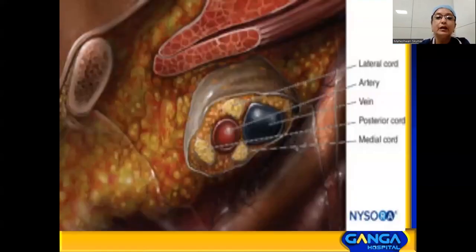So in the infraclavicular block, the cords are blocked in relation to the axillary artery. In this picture, we can see that the lateral cord is the most superficial, then lies the posterior cord, and the medial cord is the deepest to the axillary artery.